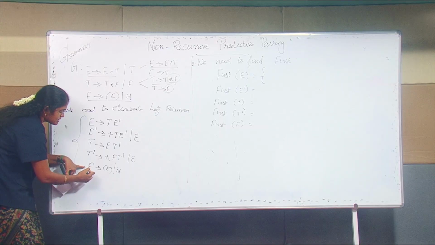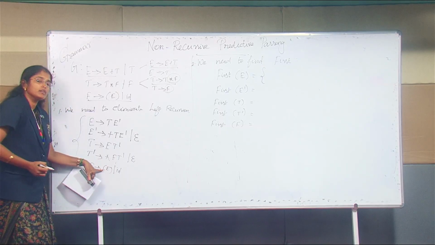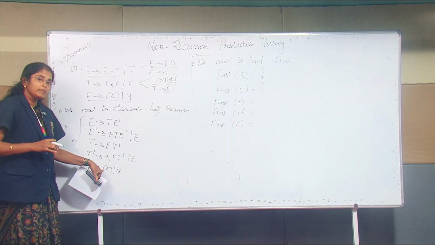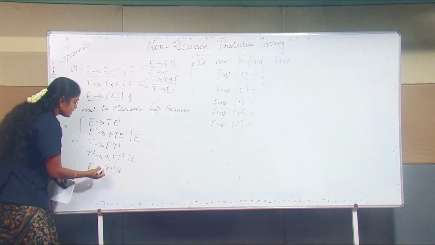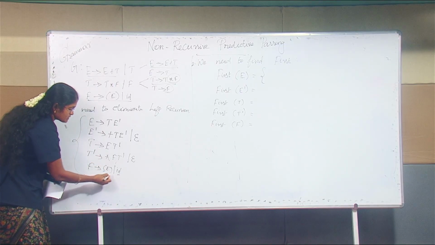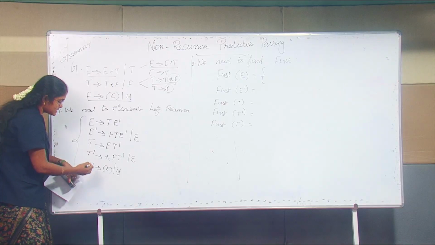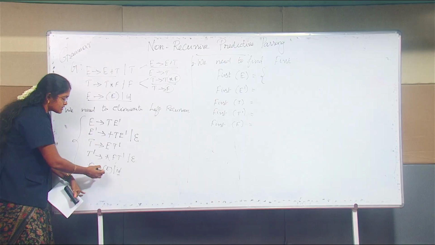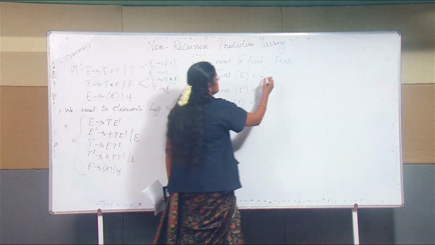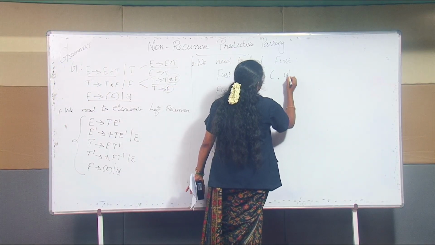So here look at this, F tends to open bracket. Here open bracket, as I said, the element which doesn't have any further production in the grammar is said to be a terminal. So here open bracket and ID. F has two productions, that is F tends to open bracket E close bracket or F tends to ID. So here the first of E is open bracket and ID.